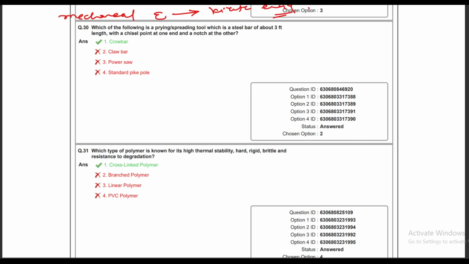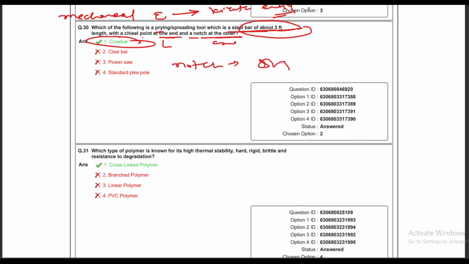Last is, which of the following is a prying spreading tool, which is a steel bar of about 3 foot length with a chisel point at one end and a notch at the other? So the correct answer is crowbar. A crowbar is a prying or spreading tool that is typically a steel bar of 3 feet in length with a chisel point at one end and a notch, meaning slightly curved, at the other end. It is commonly used for prying apart objects and removing nails. So the correct answer is crowbar here.